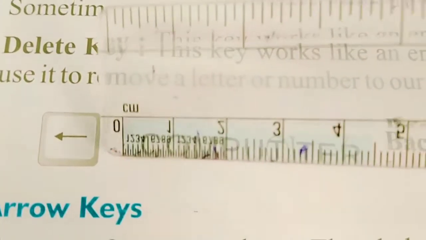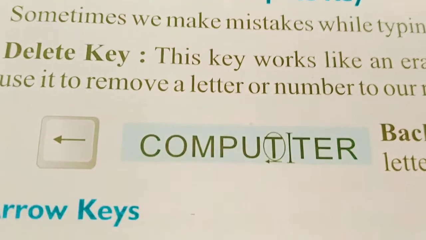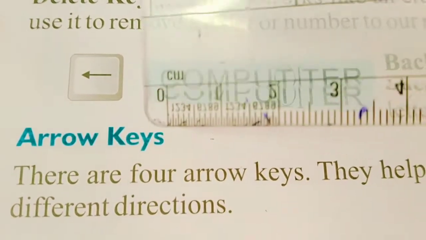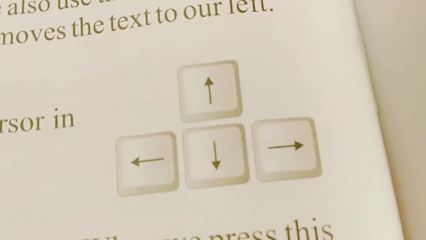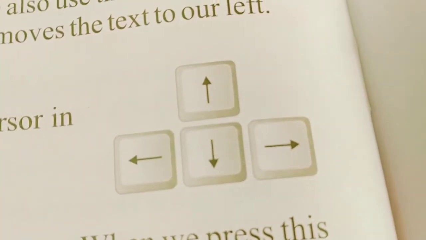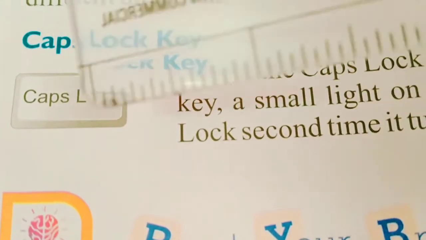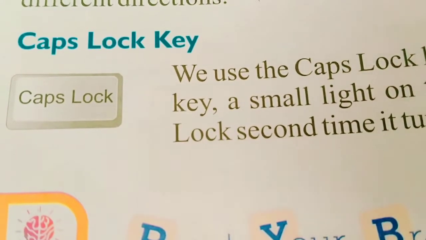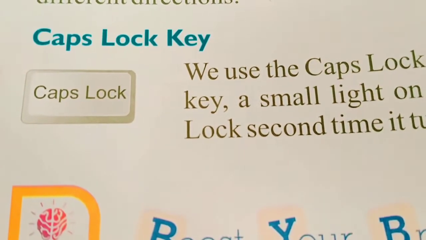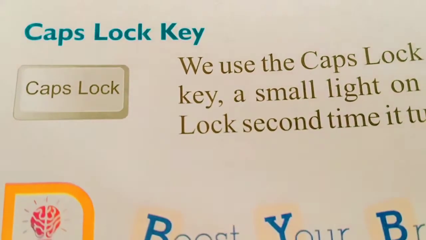Then this is the arrow key. Look here, arrow keys. There are 4 arrow keys: up, down, left, right. They are used to move the cursor in different directions. This is caps lock, and we use the caps lock key to write capital letters.